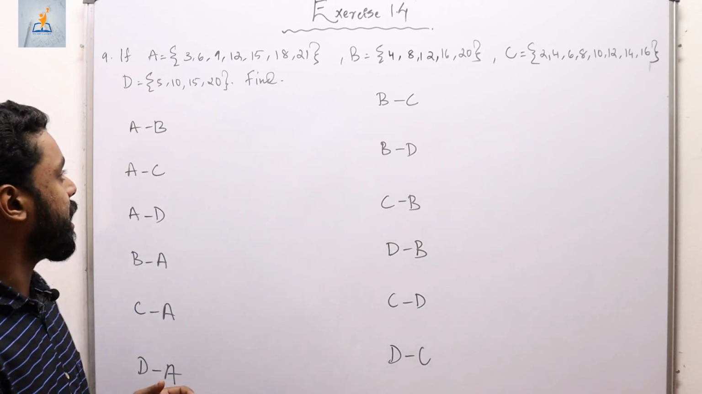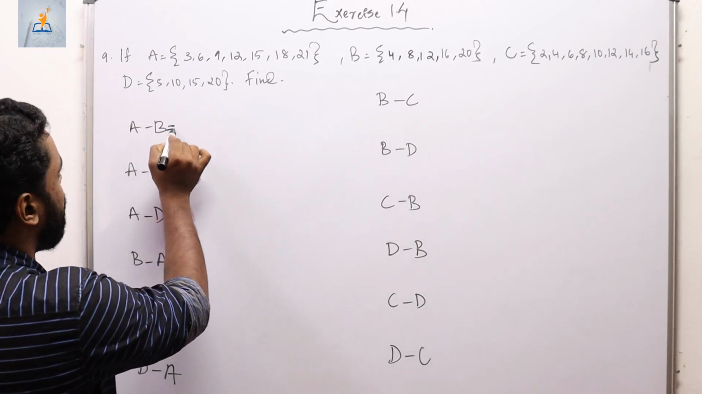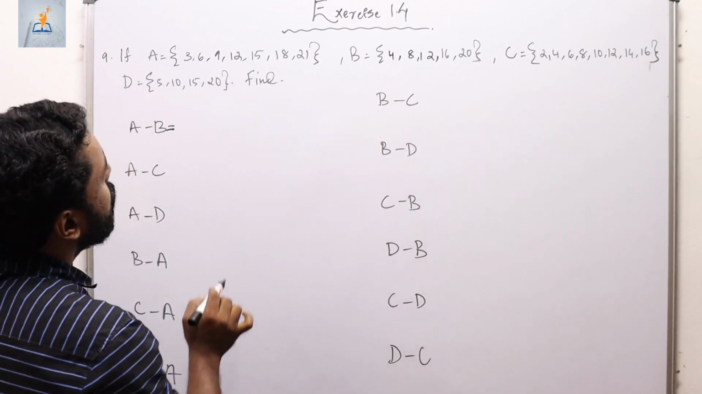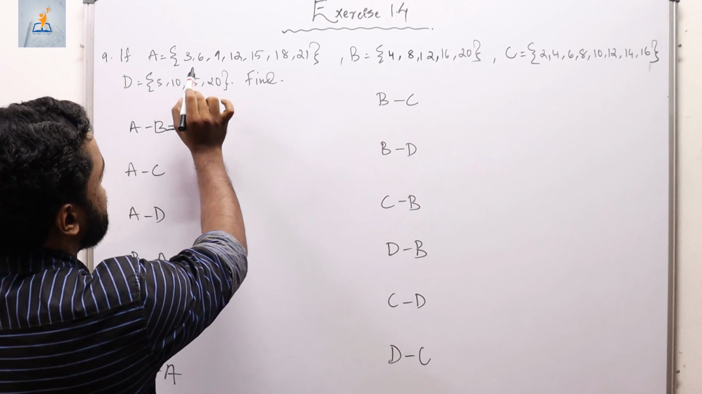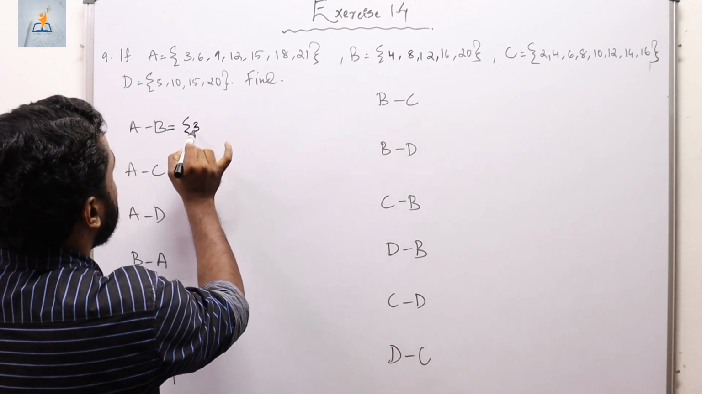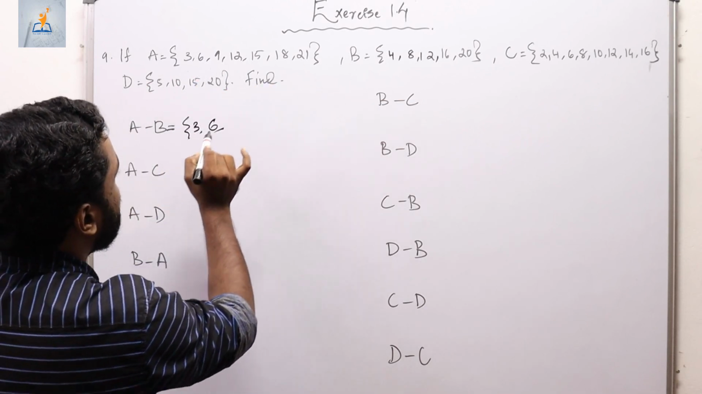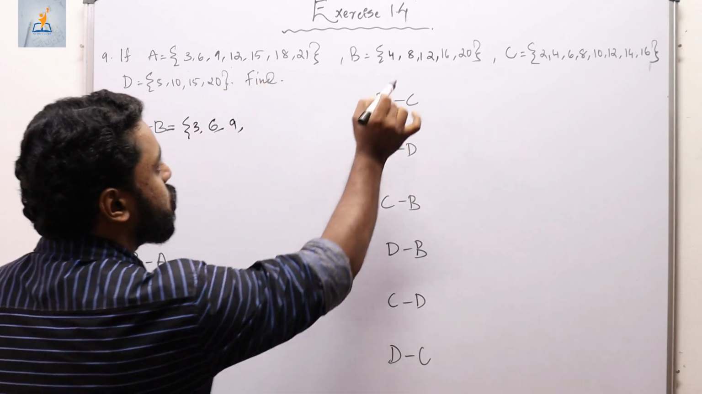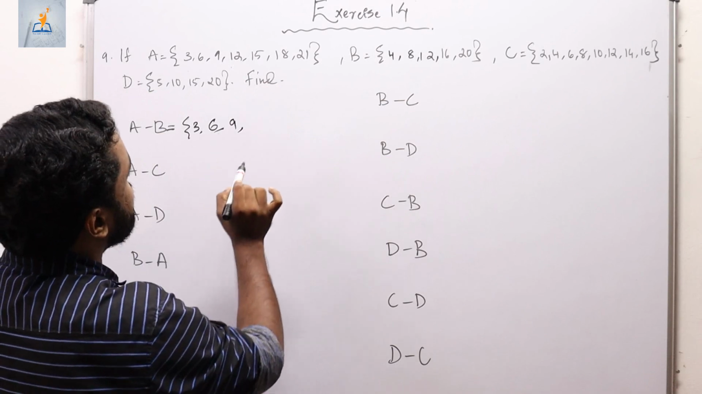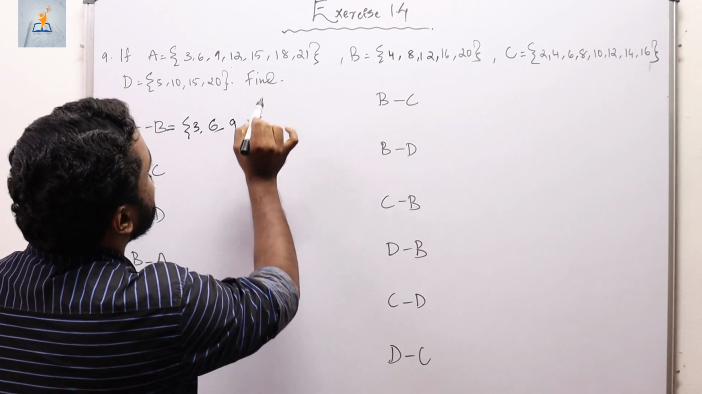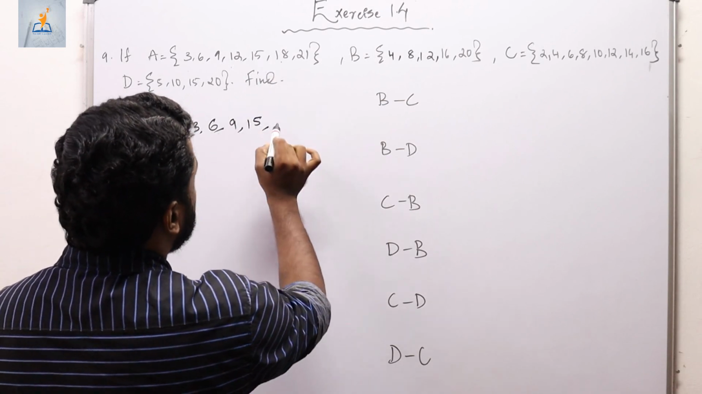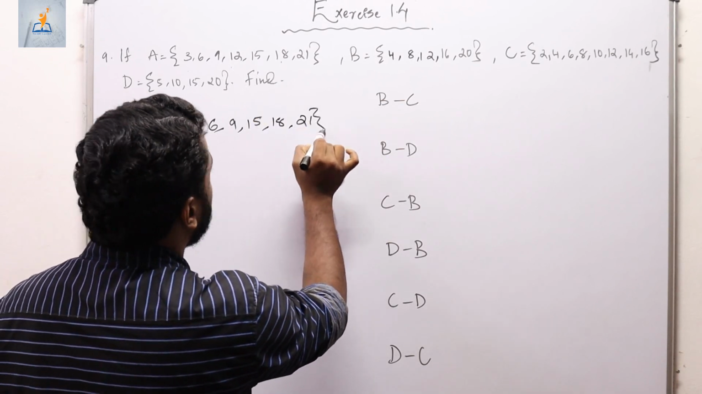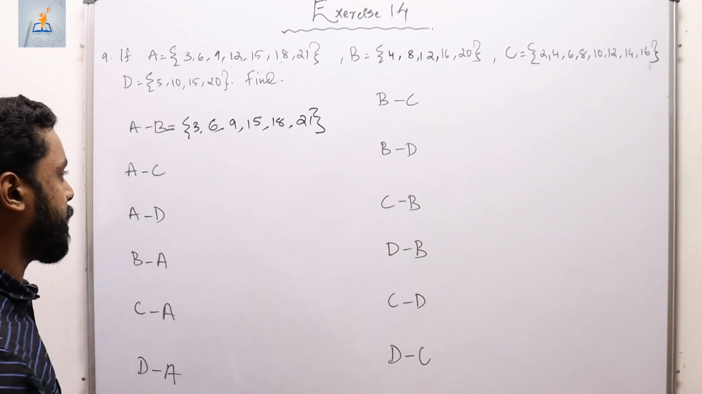In that context, we can read A minus B here as the set of all elements in A but not in B. So we can observe that 3 is in A, not in B. Therefore 3, 6 is in A, not in B, 9 is in A but not in B, but 12 is in A as well as in B. 15 is in A but not in B, 18 is in A but not in B, also 21 is in A but not in B. Therefore, A minus B will be this set.